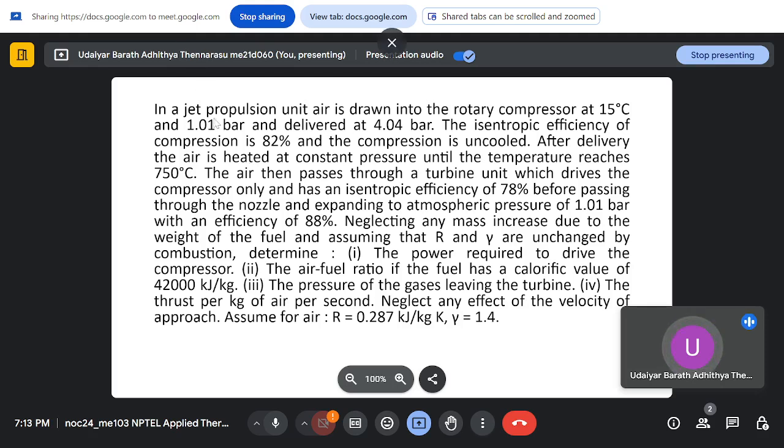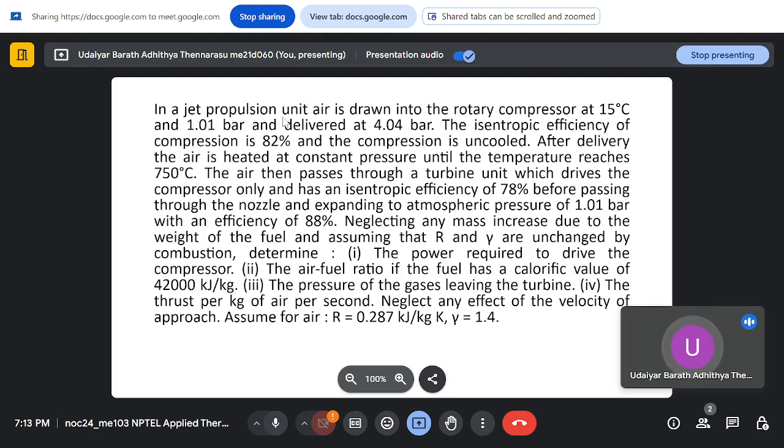So next, in a jet propulsion unit, air is drawn into the rotary compressor at 15 degrees Celsius and 1.01 bar and delivered at 4.04 bar. The isentropic efficiency of the compressor is 82% and the compression is uncooled. After delivery, the air is heated at constant pressure until the temperature reaches 750 degrees Celsius.